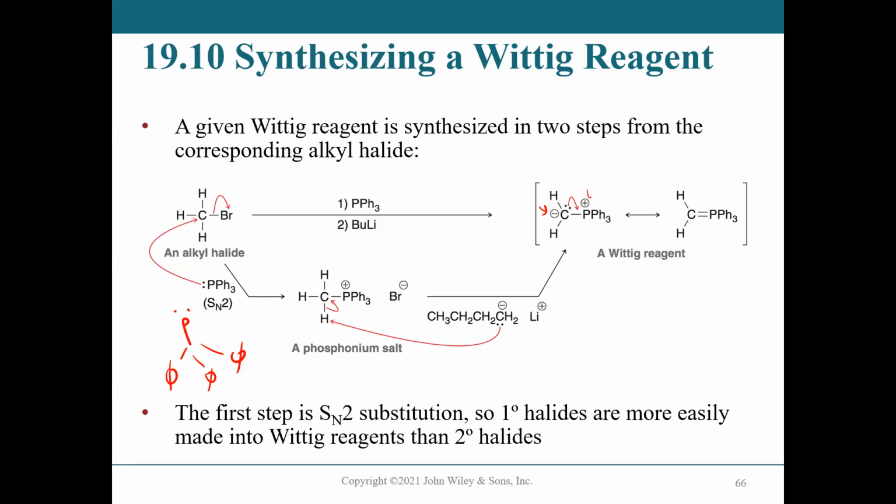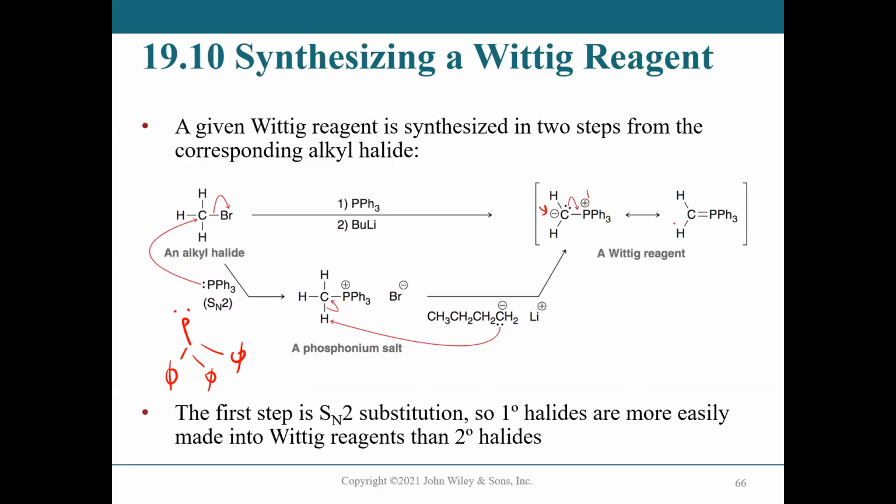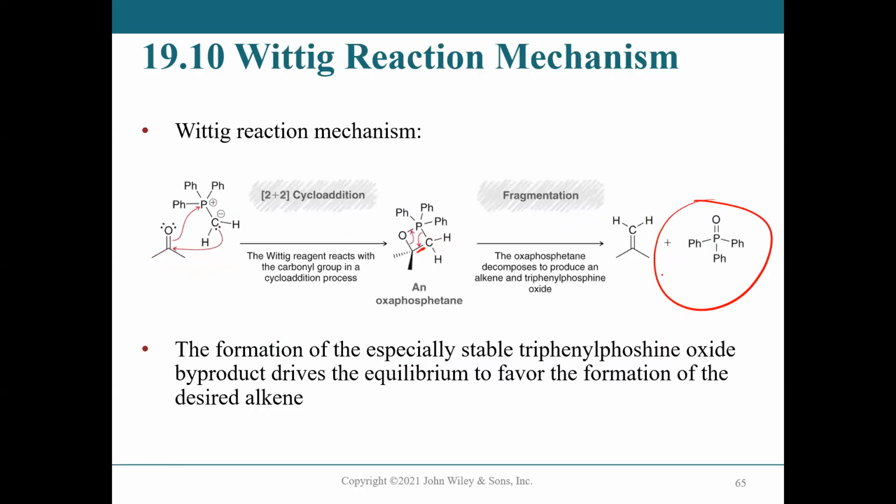And then I want to just go back right here. Then we can take that and react it with a ketone. So once we form our Wittig reagent, we're now ready to react with a ketone to form the double bond. And the double bond will be a carbon-carbon double bond, not a carbon-oxygen double bond, as can be shown right here.